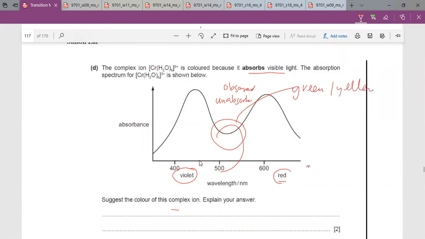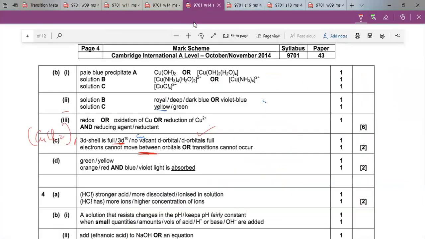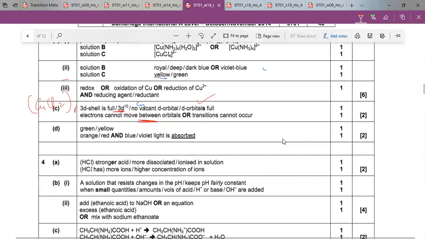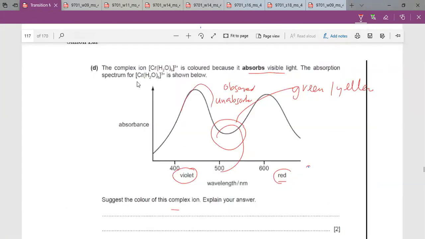So they ask you to suggest the color of its complex. Easy, 2 marks. You must say what is absorbed and what is unabsorbed. For 2 marks, you see green or yellow, up to you. And say red or orange and blue, both of them are absorbed. You must have the 'and' there. Why? Because you can see here this blue and red are absorbed. So you must say what is absorbed and what is observed.